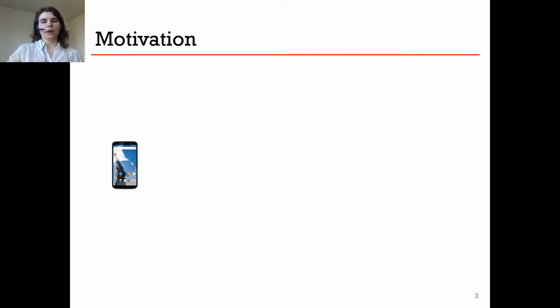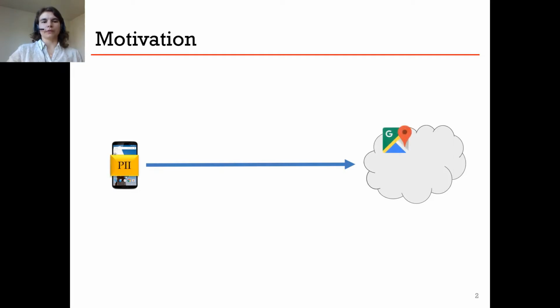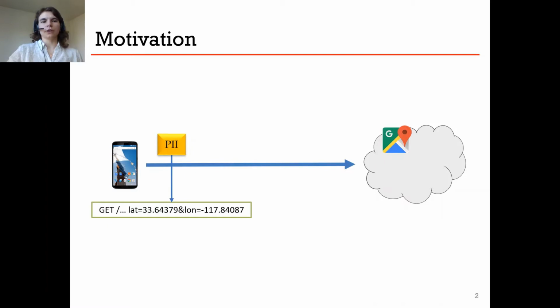Now, we know that applications often have legitimate reasons to collect PII. For example, Google Maps requires our location to function, so our phone will often send our latitude and longitude coordinates to Google Maps. In this case, the access is legitimate because we have given Google Maps permission to collect our data. However, permissions are not enough.